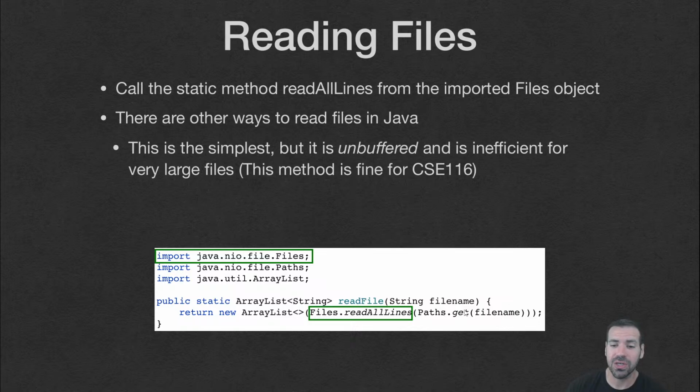So we're going to convert our string to a path, feed our path into readAllLines, and that's going to give us all of the lines of the file. Each line break is going to be a separation of the data, and it's going to give us all that data as strings. So we're going to get a data structure of strings.